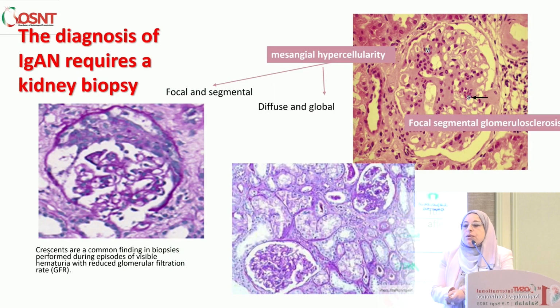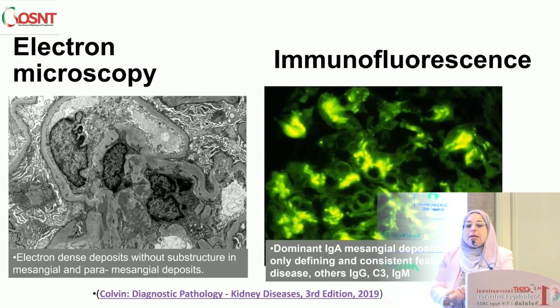The main diagnosis of IgA nephropathy is the kidney biopsy. Usually there is mesangial hypercellularity, maybe focal and segmental, or diffuse and global. There may also be focal glomerulosclerosis, tubular affection, and crescents. The important dominant finding in IgA nephropathy is dominant IgA on immunofluorescence. This must be present in 100% of cases, and other immunoglobulins are present but in lower percentage. On electron microscopy, there are immune deposits in the mesangium and paramesangium.